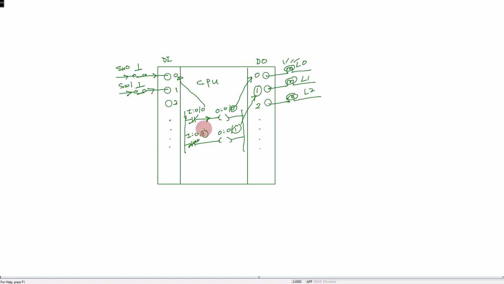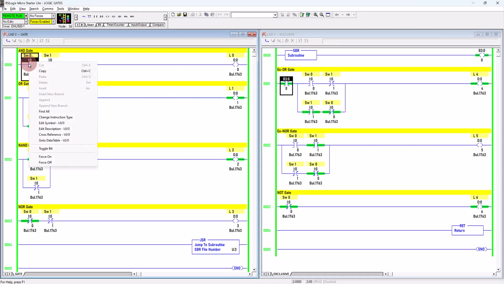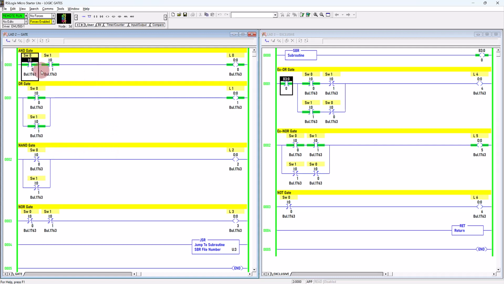Alright. Okay, now I will toggle bit both switches to simulate both switch 0 and switch 1 physical switches triggered from normally open to close. Okay, now you can see what will happen. 1 times 1 is 1. So the virtual output coil is energized and the lamp 0 will turn on. Similarly for this one, 1 plus 1 is 1. You can see the output lamp 1 will be turned on.